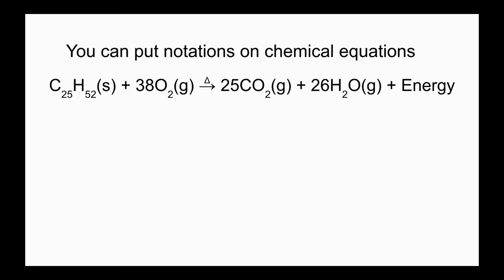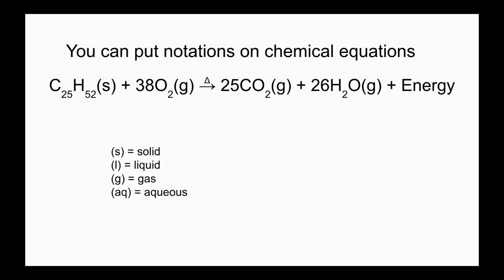Now, we also can put notations on chemical equations. You can see there's a little S right there, some G's. Those are the states of those different compounds. C25H52 is a solid, that's wax. L stands for liquid. We don't have any of that in this example though. And G stands for gas. So I have oxygen gas, carbon dioxide gas, and water vapor is also a gas.